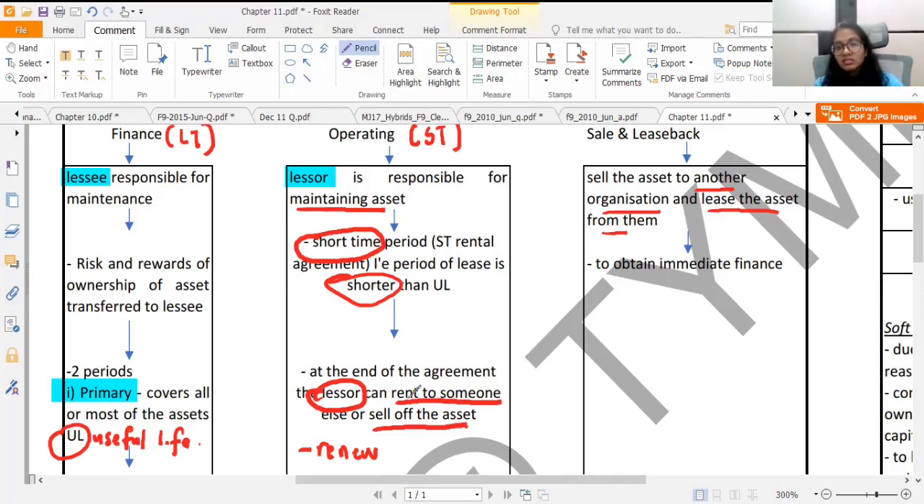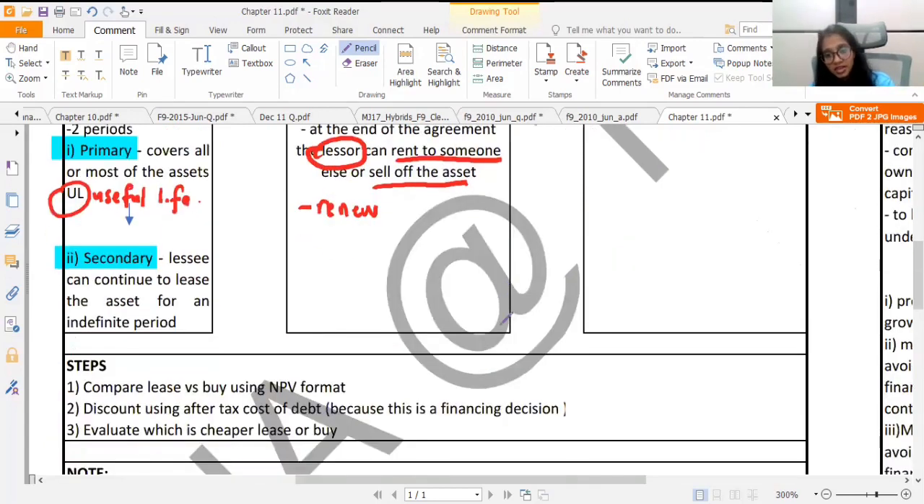Now the next thing is, the moment you have a sale and leaseback arrangement, this is an opportunity for a company to obtain immediate finance. The reason why you have this arrangement is because you want finance immediately available without taking on a loan. So as a result of that, you end up losing the ownership of the asset.